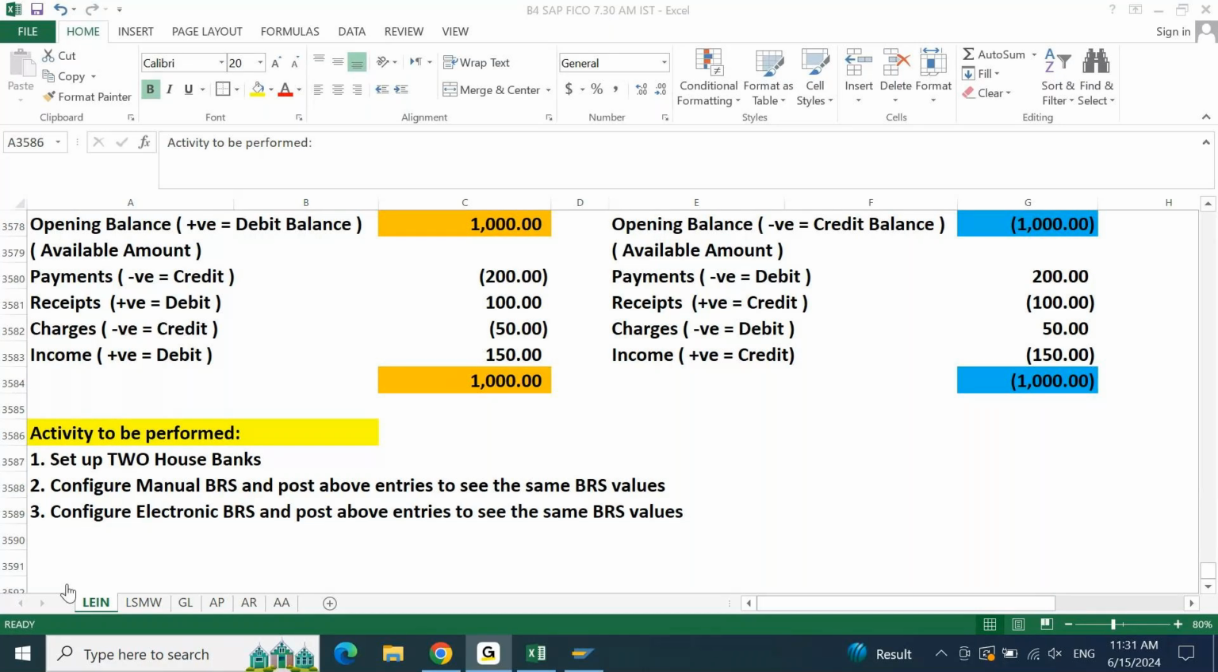Sir, a small doubt. Let me stop the recording so that these doubts will not be part of this recording. One second. No, sir. According to this Excel, the GL balance credit share is a negative value.